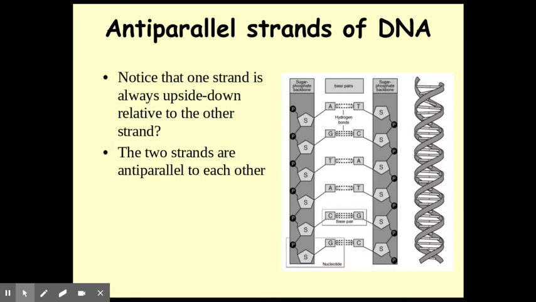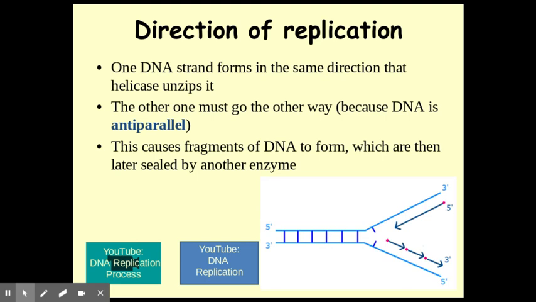All of your DNA strands, as we talked about before, are opposite, which is anti-parallel basically. So one strand is always upside down in relationship to the other strand. The two strands are anti-parallel to each other, and that's how they break apart, and then the pieces are joined back together. One strand forms in the same direction that the helicase unzipped it. The other one must go the other direction, so it's going anti-parallel. And this causes fragments of DNA to form, which are then later sealed by a different enzyme.